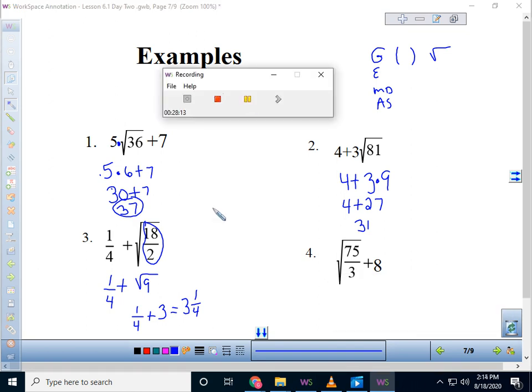Okay, so use example 3 and see if you can do number 4 now. Your teacher can pause the video and see if you got it, and then we'll work it through and see if you got it right.